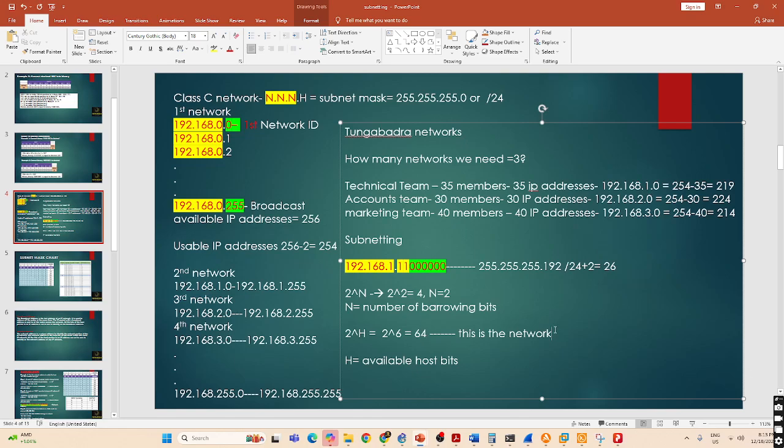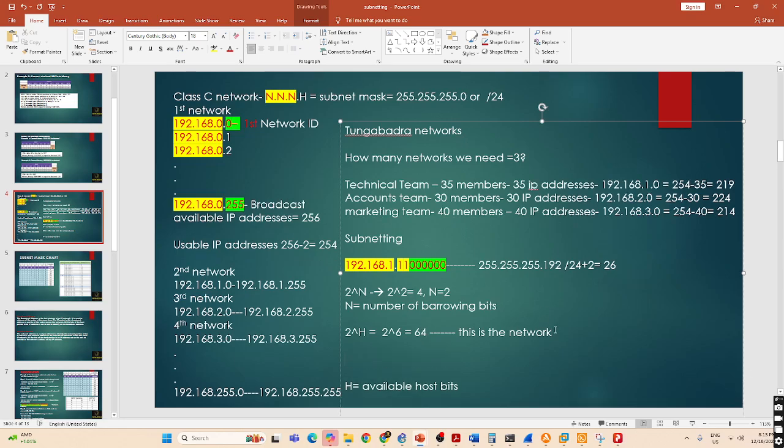So now tell me the first part, the first network: 192.168.1.0 to 192.168.1.63. Why 63 and not 64? We need to count 0 as well. In zeros and ones, we need to count 0 as well. Now this is the first network.